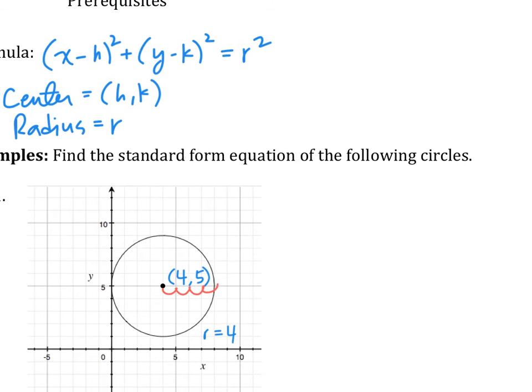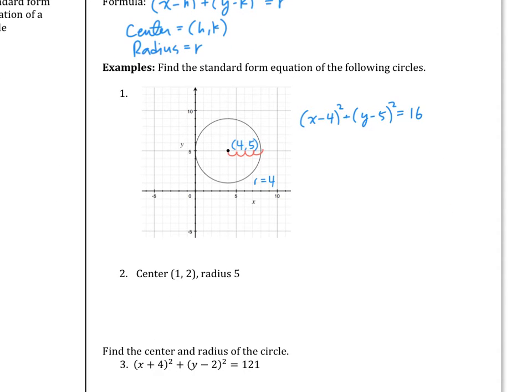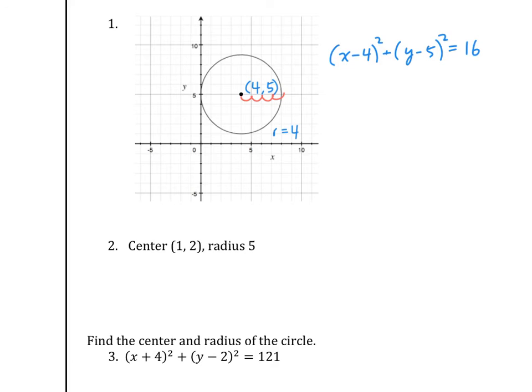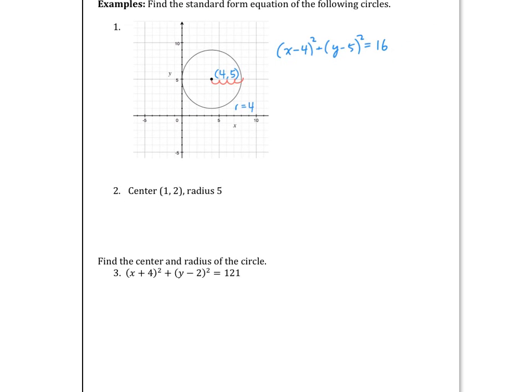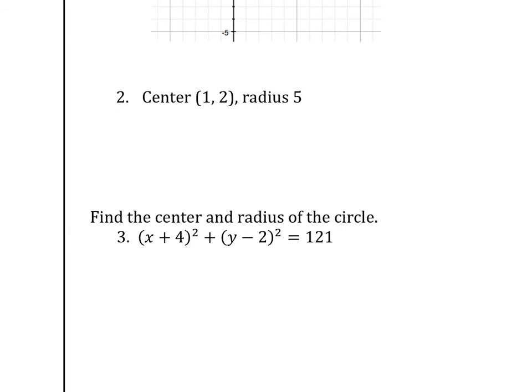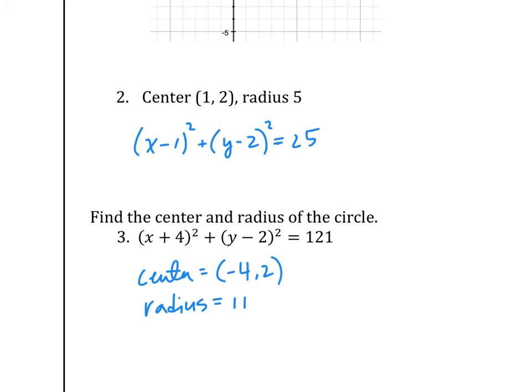And so if we were to write a standard form equation, it's very easy. So it's going to be x minus 4 squared plus y minus 5 squared equals r squared, so 16. All right, let's have you try it. So if we have a center that is 1, 2, and the radius is 5, what is the equation? And then number 3, if you are given an equation, then what is the center and the radius? All right, did you get these right? Pretty easy, right?